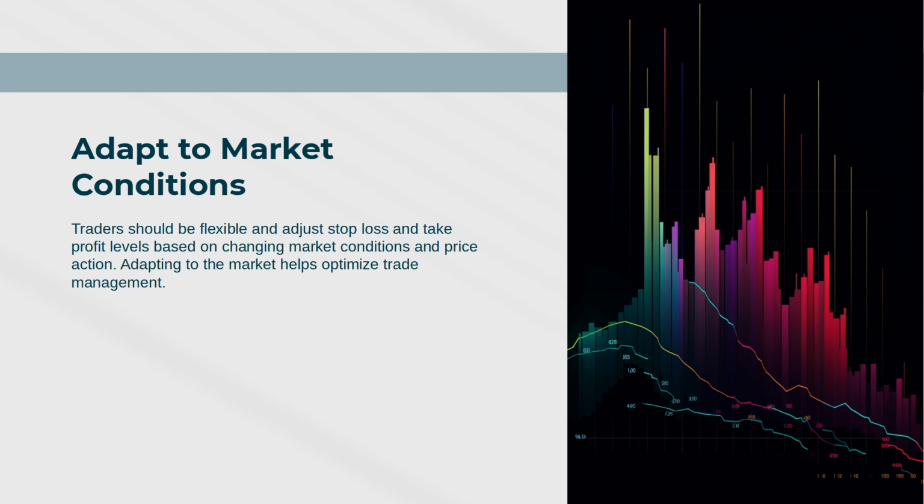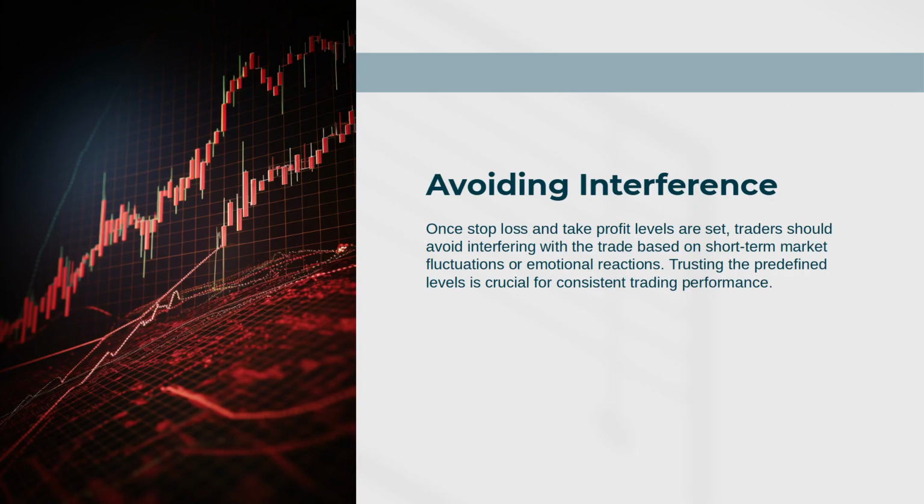Adapt to market conditions. Traders should be flexible and adjust stop-loss and take-profit levels based on changing market conditions and price action. Adapting to the market helps optimize trade management. Avoiding interference. Once stop-loss and take-profit levels are set, traders should avoid interfering with the trade based on short-term market fluctuations or emotional reactions. Trusting the predefined levels is crucial for consistent trading performance.